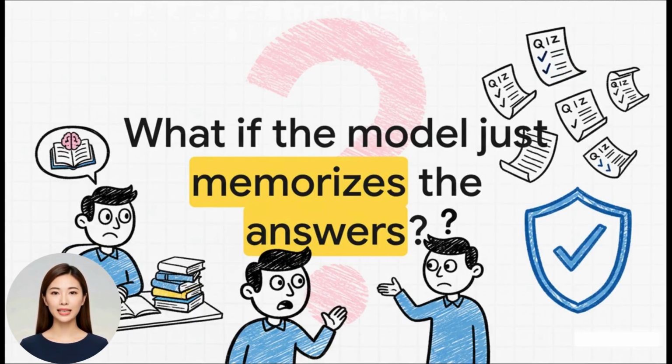So that brings up a really important question. What happens if the model just memorizes the answers from the textbook? Well, this leads to a huge critical problem in machine learning. And that validation set we just talked about, that's our first line of defense against it. The problem is called overfitting.